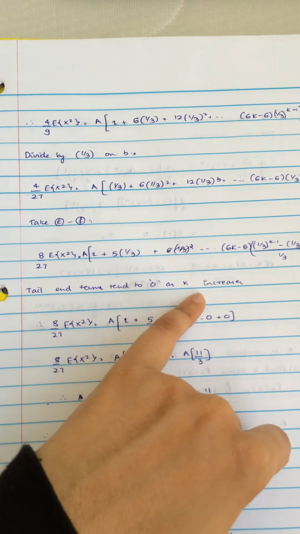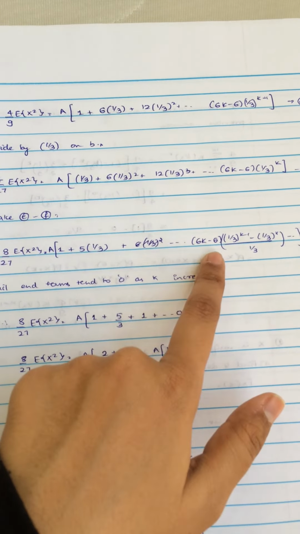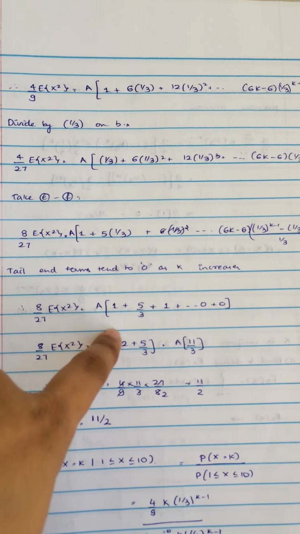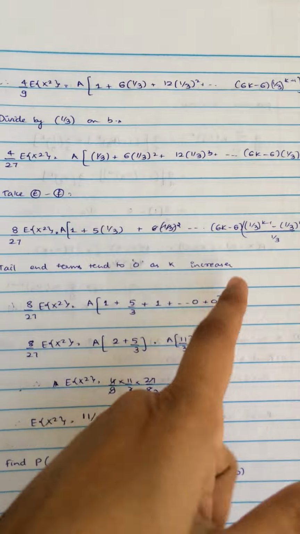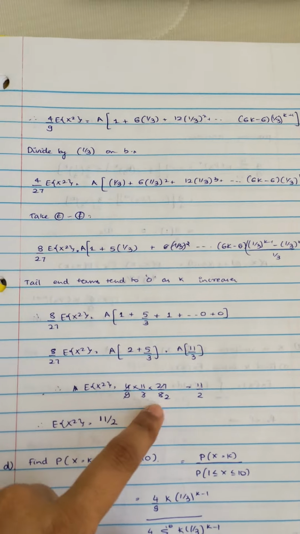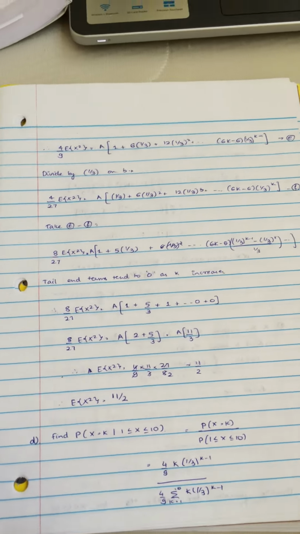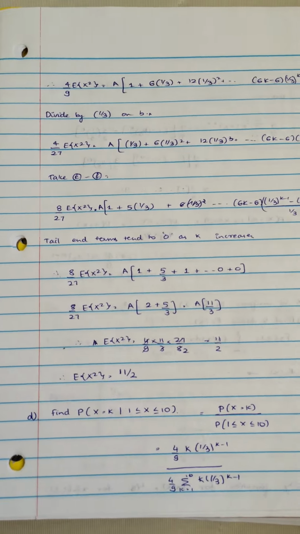So again, similarly as we did before, as k tends to infinity, we can take off these terms. So it comes to 8 by 27 into E of x square is equal to a into 1 plus 5 by 3 plus 1, and all of these terms are taken as 0. So if you resolve this equation, you'll end up with E of x square is equal to 11 by 2, or you can take this as 5.5 also.